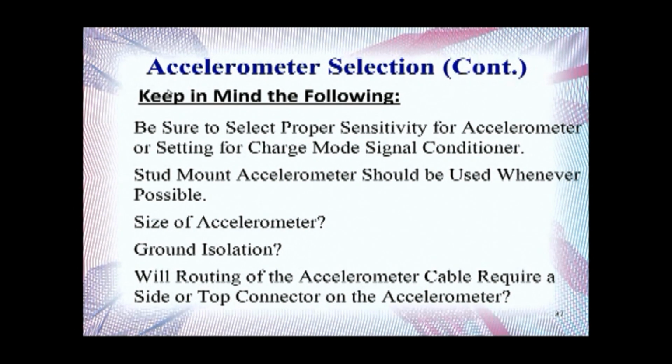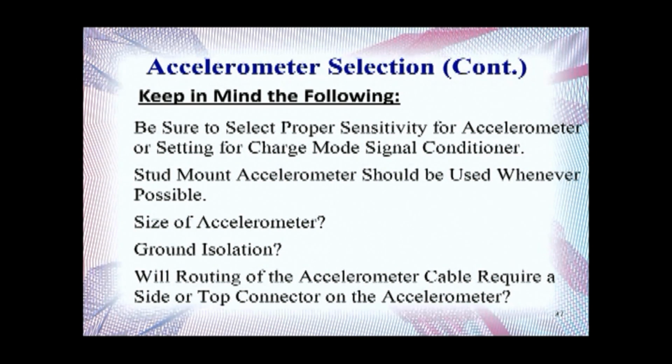Okay, now keep in mind the following. Be sure to select proper sensitivity for the accelerometer or setting for the charge mode signal conditioner. Depending on what the levels are for your tests, you may need to use a lower or higher sensitivity. For low vibration tests, my rule of thumb is under 5 GRMS, you could use a 100 millivolt per G accelerometer. Anything over 5 G's RMS, I would typically use 10 millivolt per G or less.